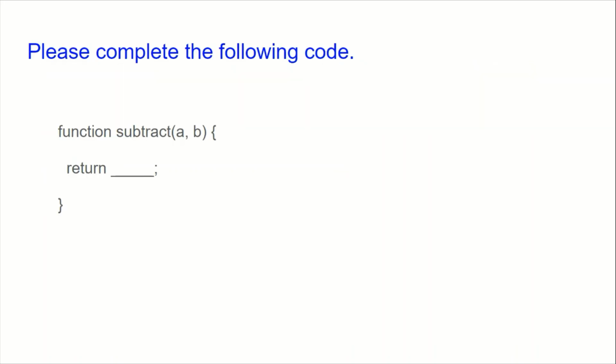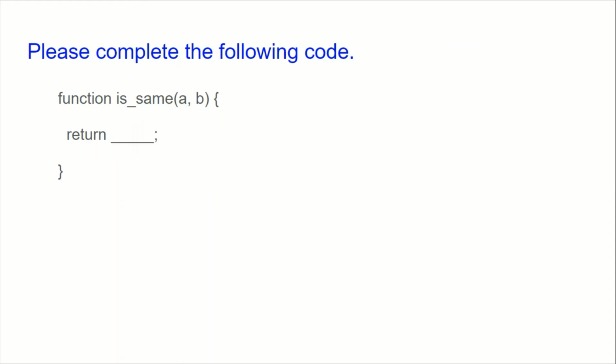Question number 2. Complete the following code so that it will return the difference between A and B. The answer should be return A minus B. Question number 3. Complete the code so that it will return true if A and B are the same. The answer should be return A equal B.